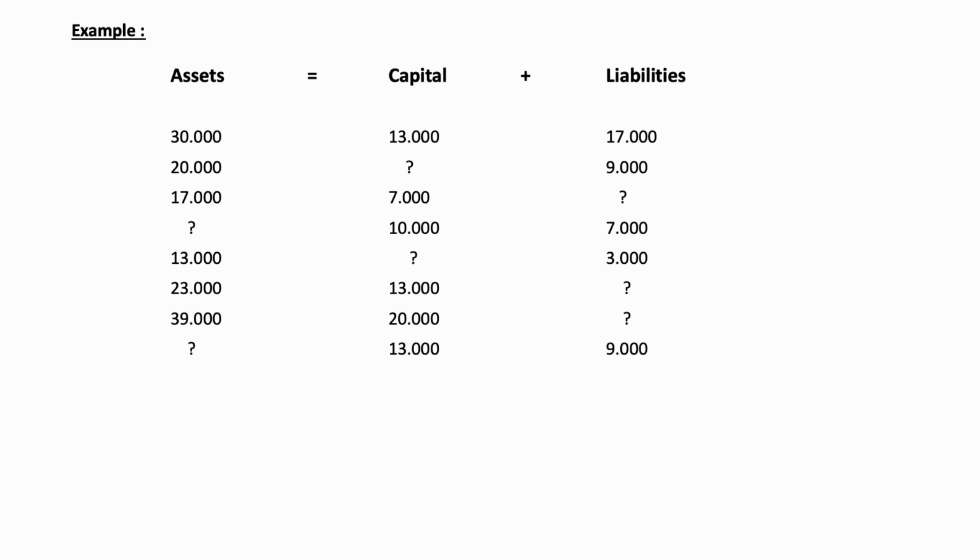If the assets are 39,000 and capital is 20,000, then how much are the liabilities? Liabilities will be 19,000. And the last but not least, if the capital is 30,000 and liability is 9,000, how much will be the assets? If you said 22,000, then you're correct.